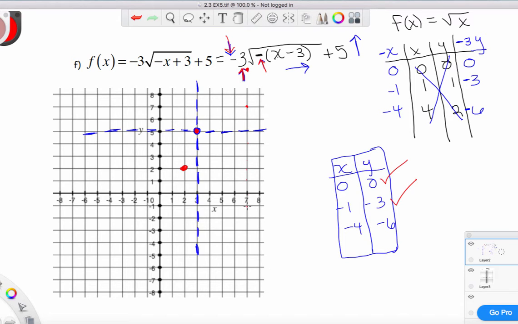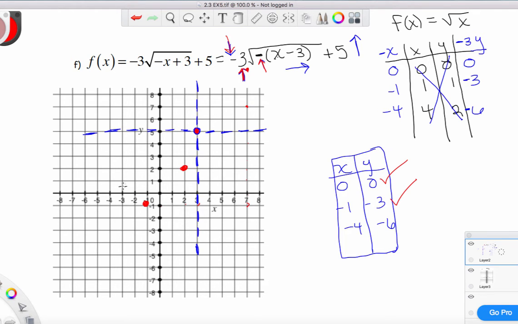And I have one more reflection to do because I'm not only reflecting over the x-axis and flipping my y down here, but I also need to reflect over the y-axis and move my x in the other direction. So instead of going to the right 4, I need to go to the left 4. So let me backtrack: 1, 2, 3, 4. And then go back to the left 4 spaces: 1, 2, 3, 4, and put a dot.